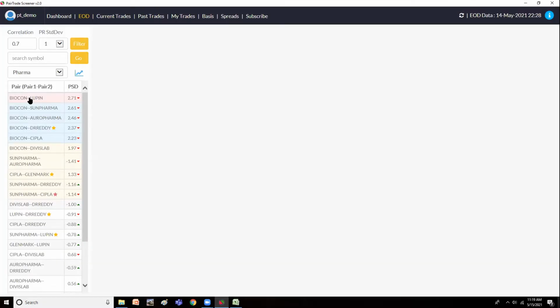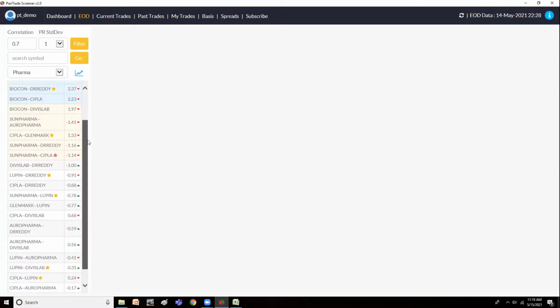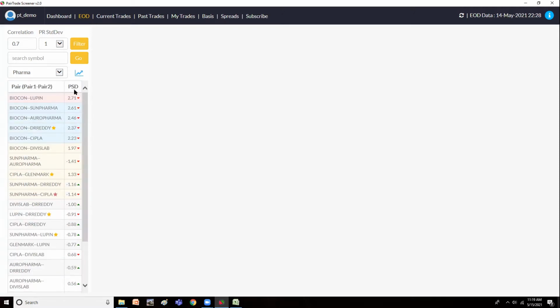So if you look at this list here, it is displayed as P1 and P2. P1 is the low price stock and P2 is the high price stock. And if you see the second column, PSD, which is the previous closing standard deviation or the Z-score. So instead of mentioning Z-score, we are mentioning it as the number of times of standard deviations.